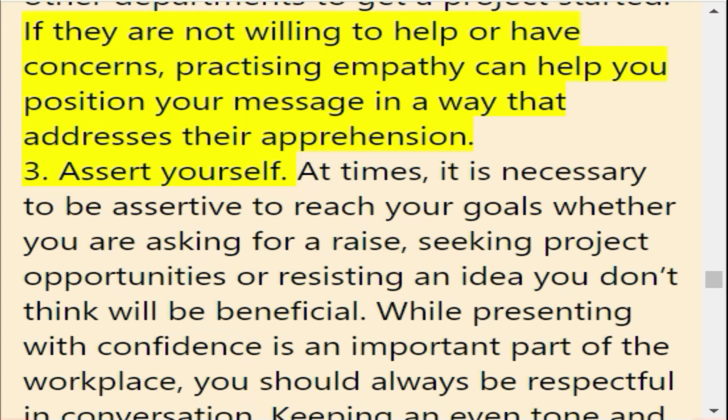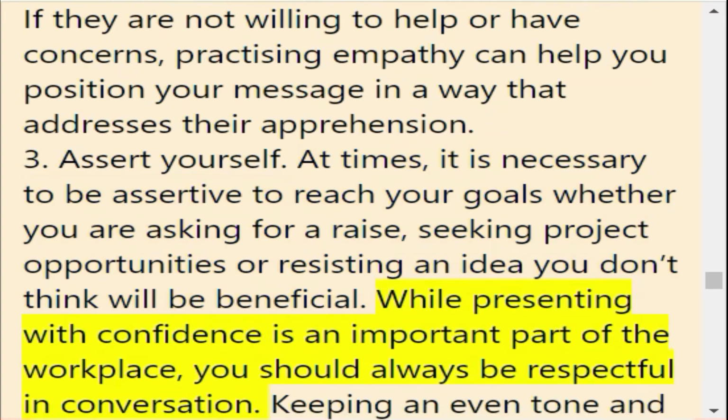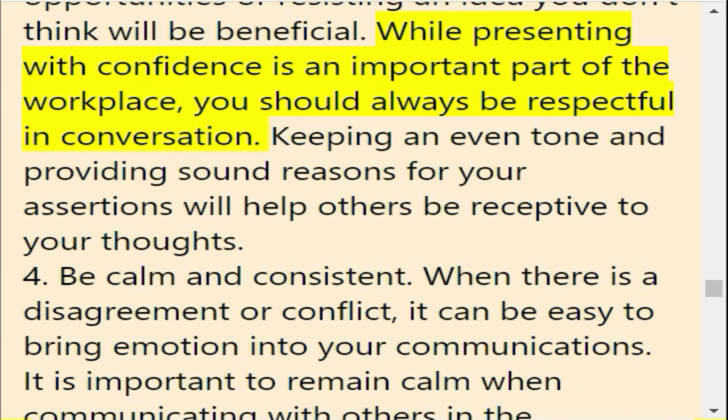3. Assert yourself. At times, it is necessary to be assertive to reach your goals, whether you are asking for a raise, seeking project opportunities, or resisting an idea you don't think will be beneficial. While presenting with confidence is an important part of the workplace, you should always be respectful in conversation. Keeping an even tone and providing sound reasons for your assertions will help others be receptive to your thoughts.